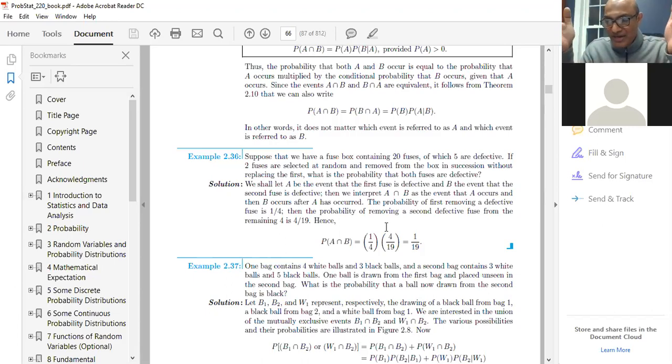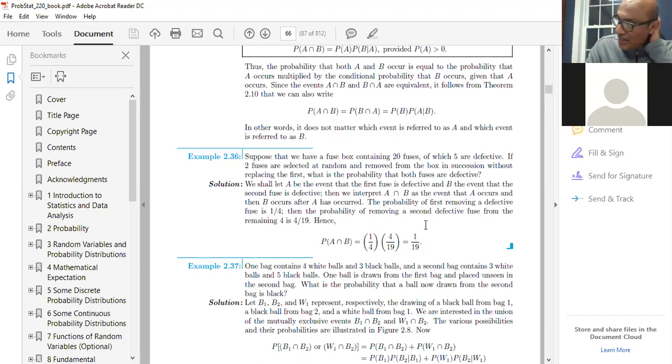And now the probability of B given A. That means the first fuse is already gone, so just forget about that. Now you have a total of 19 fuses in the box. Out of these 19 fuses, one defective is already removed. That means how many defectives are left in the box? 4 defectives are there out of 19. So the probability of the second fuse being defective, given that the first one is already defective, is 4 divided by 19. So the 4 will get cancelled out, and my answer is 1/19.